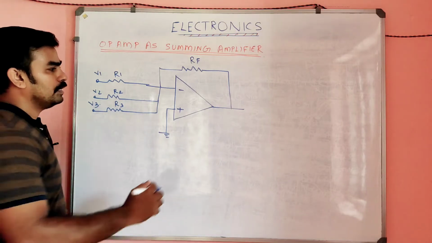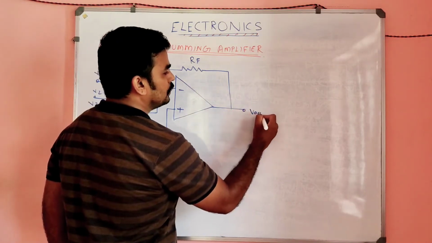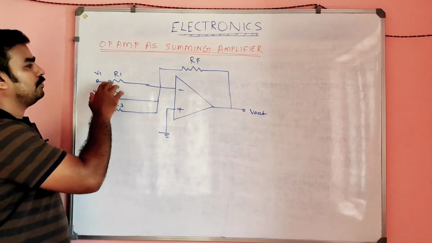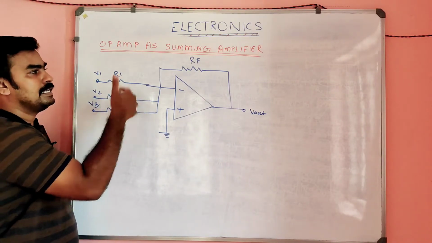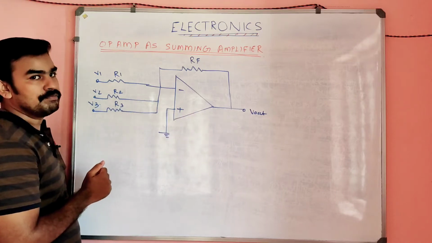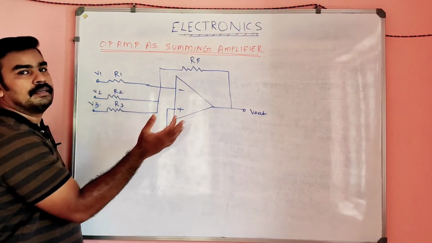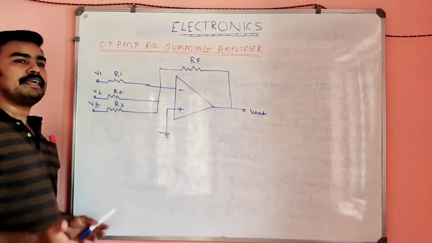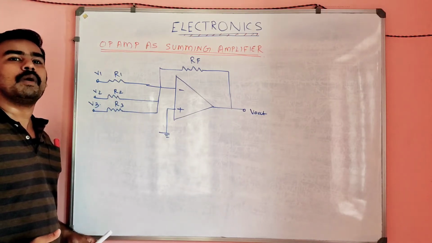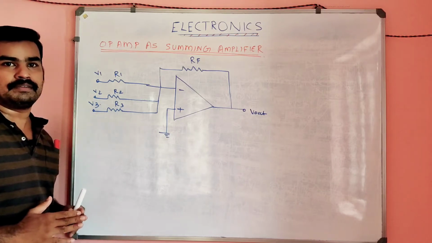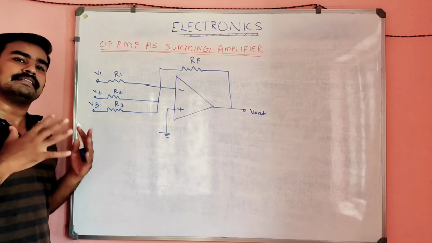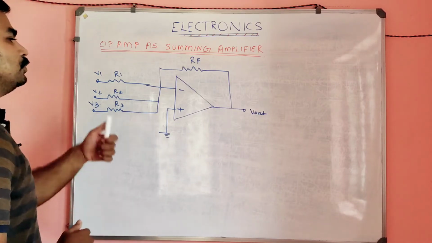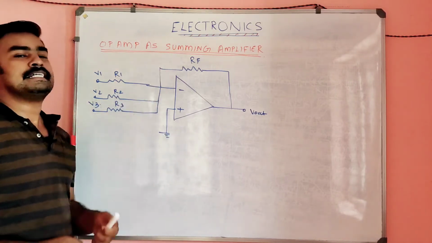Is it clear? Okay, my dears. So this is nothing but our V out, and we are applying here, instead of a single input as in the inverting amplifier, 3 inputs. So the output will be what? An amplified version of the input sum, or simply the inputs added up in the output. Okay, let's check whether it is possible or not by using this summing amplifier.